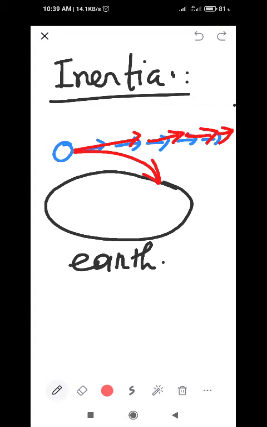So now describe what is Newton's first law of motion. Newton's first law of motion is: a body at rest wants to be at rest forever if no external force is applied, and a body in motion wants to be in motion forever if no external force is applied. Clear? This is the first law.